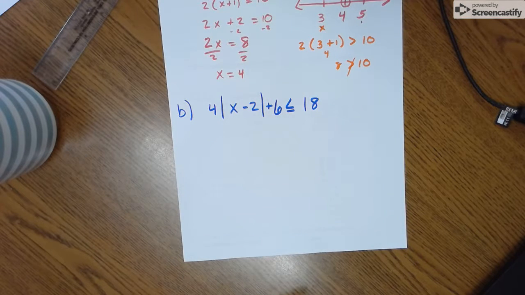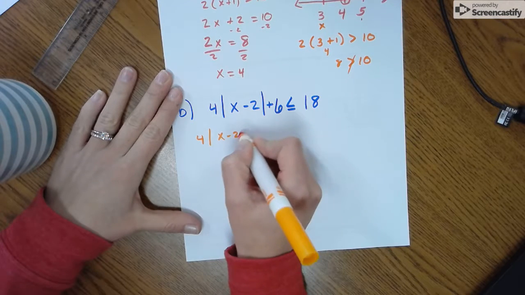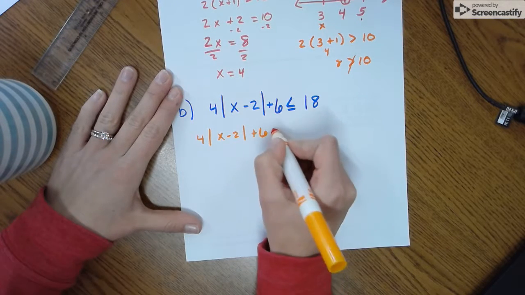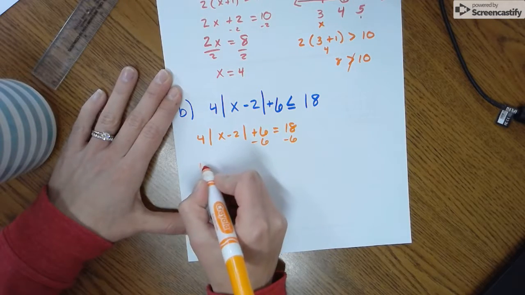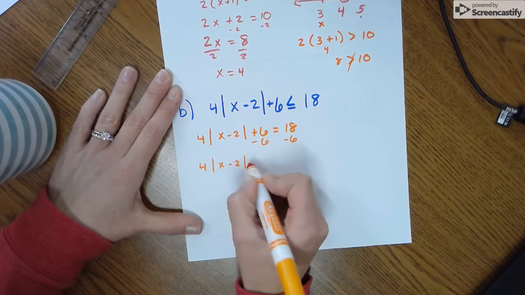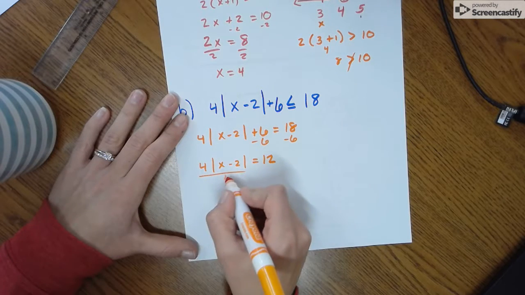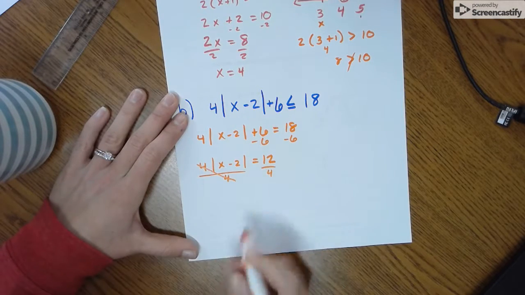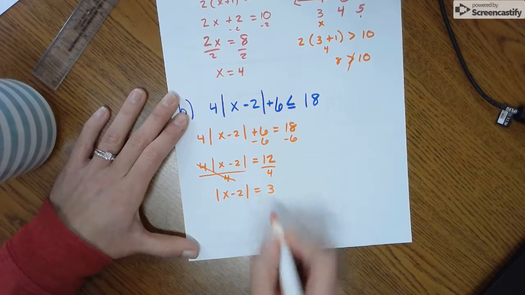All right, next example contains an absolute value. Same process here. Let's figure out what x would equal, and then we will worry about the inequality afterwards. So 4 absolute value of x minus 2 plus 6 equals 18. I'm going to start by subtracting 6 from both sides. And then I need to get my absolute value alone, so now I'm going to divide both sides by 4. So I have the absolute value of x minus 2 equals 3.